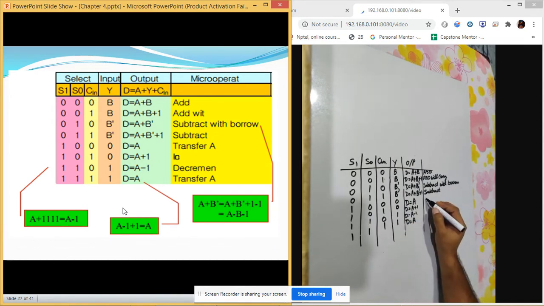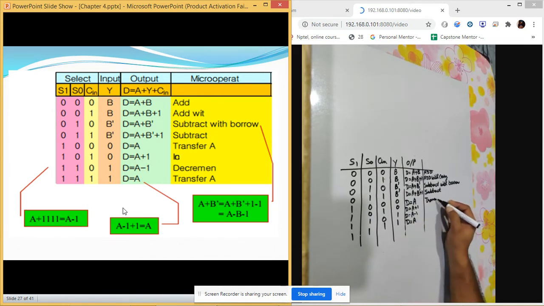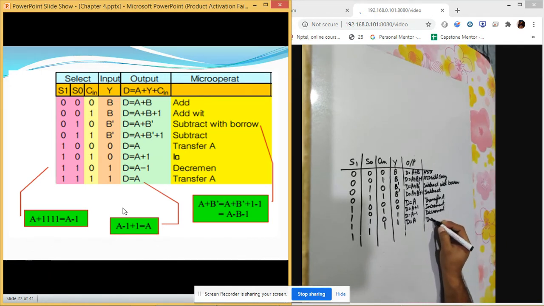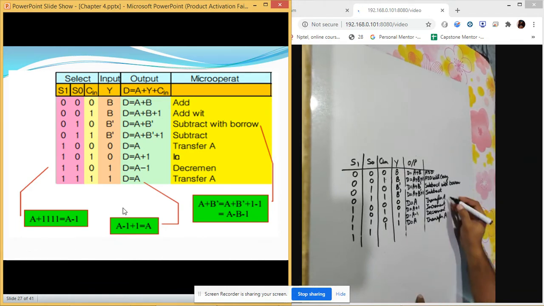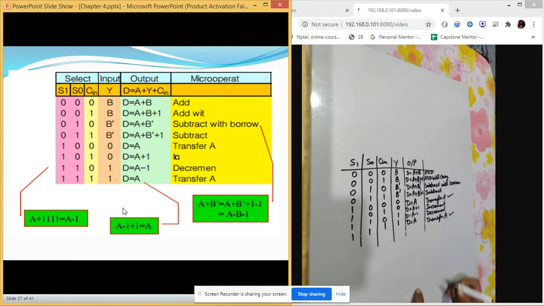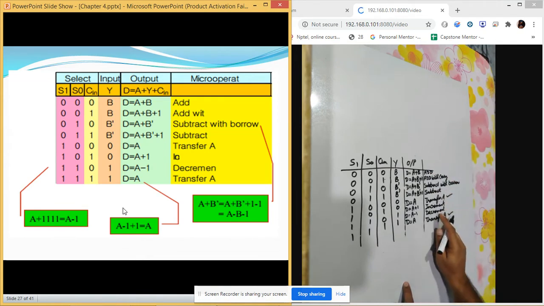Then this is the operation of transfer A. Then this is increment. This is decrement. And the last one is again a transfer of A. So you can check here, these two values are the same. So in total we have 8 such values, out of which there are 7 different operations, but 2 operations are repeating themselves. That is transfer of A.